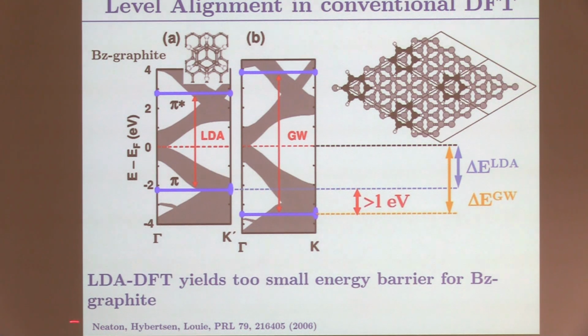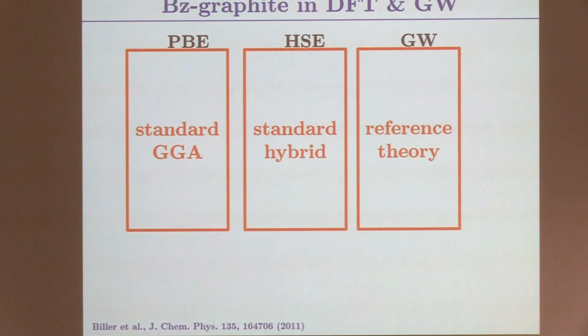the group of Jeff Neaton, involving his collaborators Hybertsen and Louie, looked at level alignment of a simple system, benzene on graphite, and they found that LDA calculations using density functional theory are far off from more accurate calculations using GW, and the error is really 1 electron volt or so. Why is that? Well, this has been analyzed in follow-up work that compared two different DFT functionals, a standard GGA functional, the PBE that I've already mentioned, then a standard hybrid functional, the HSE functional, and the reference theory in this case was the GW, which is known to be more accurate for these types of calculations.